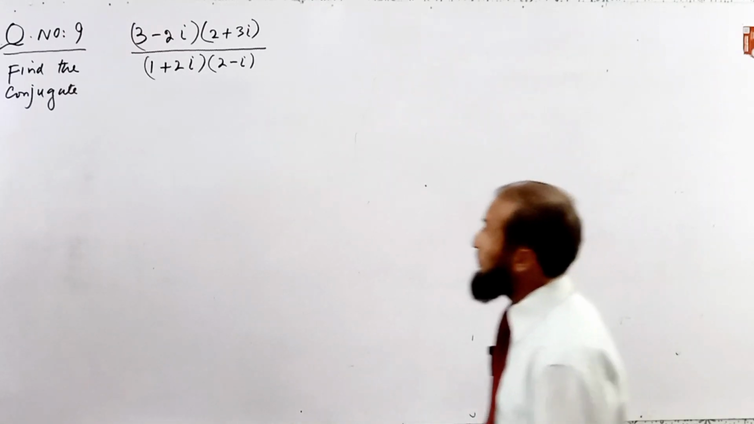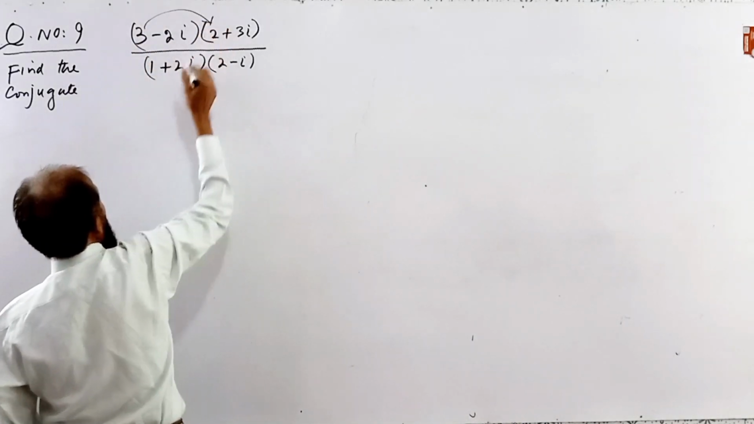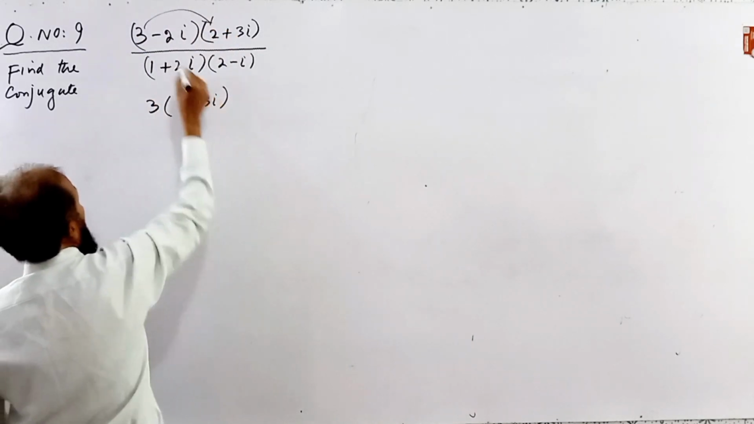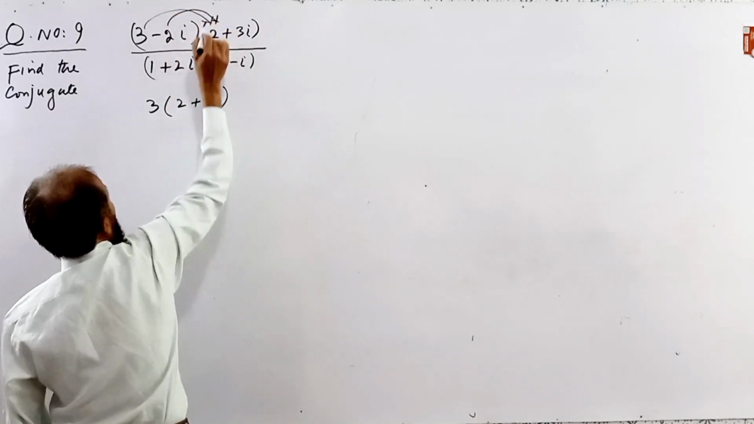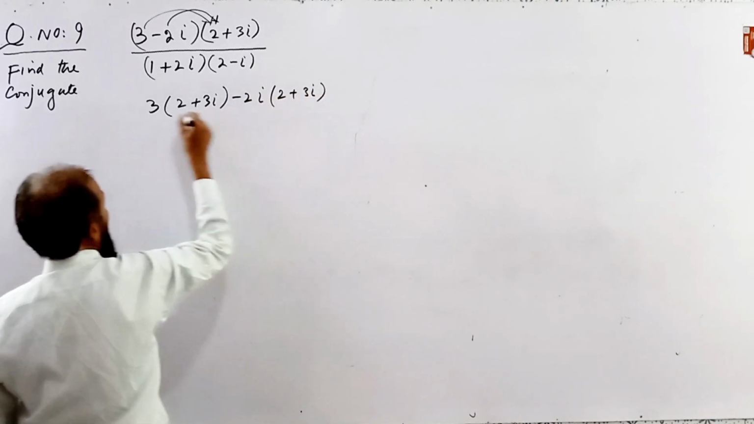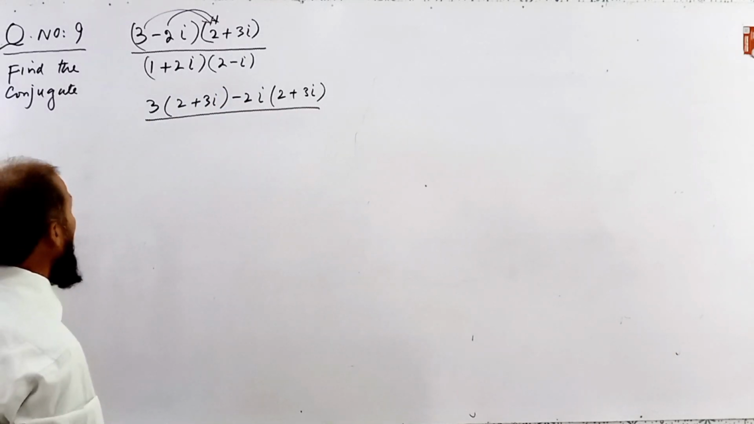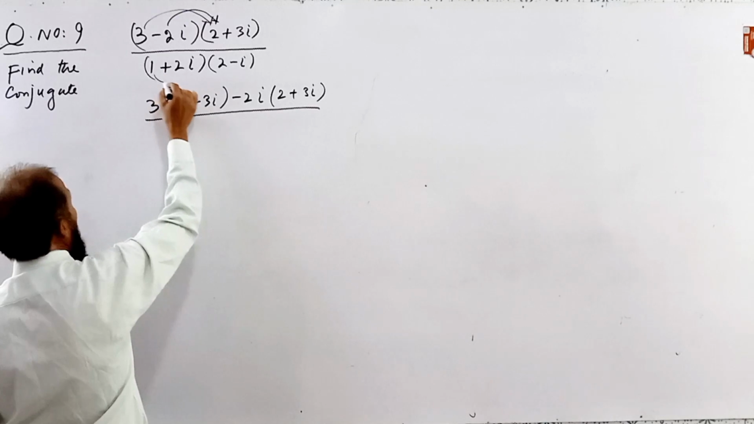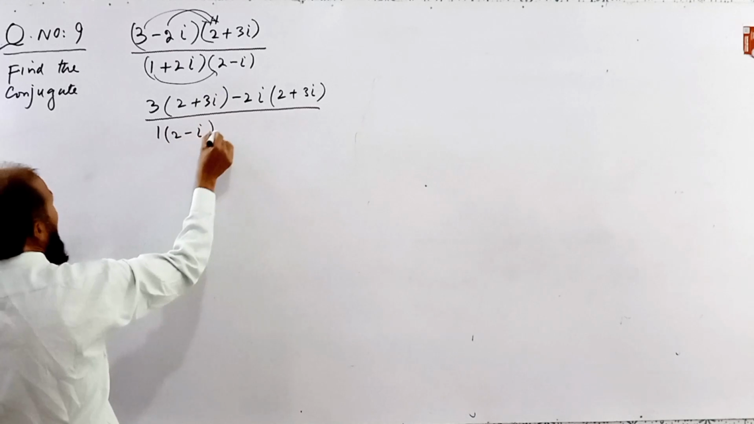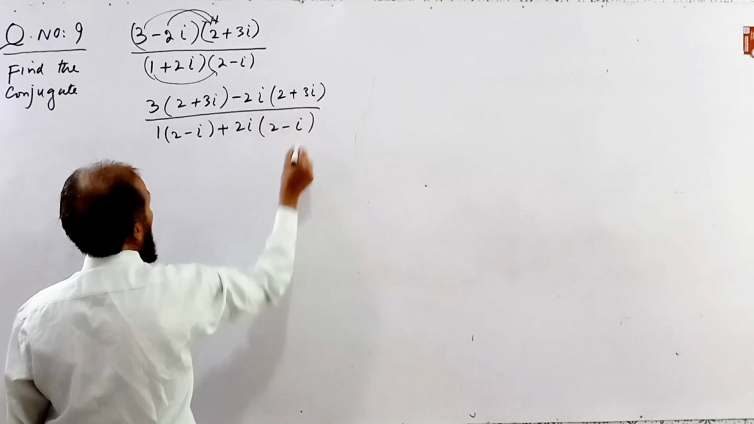First of all, we open the brackets, multiplying this term to each term: 3 into 2 plus 3i, minus, also we multiply this term, 2i into 2 plus 3i. In the denominator the terms are different, so we cannot use a formula. We just open the brackets: 1 into 2 minus i plus 2i into 2 minus i.